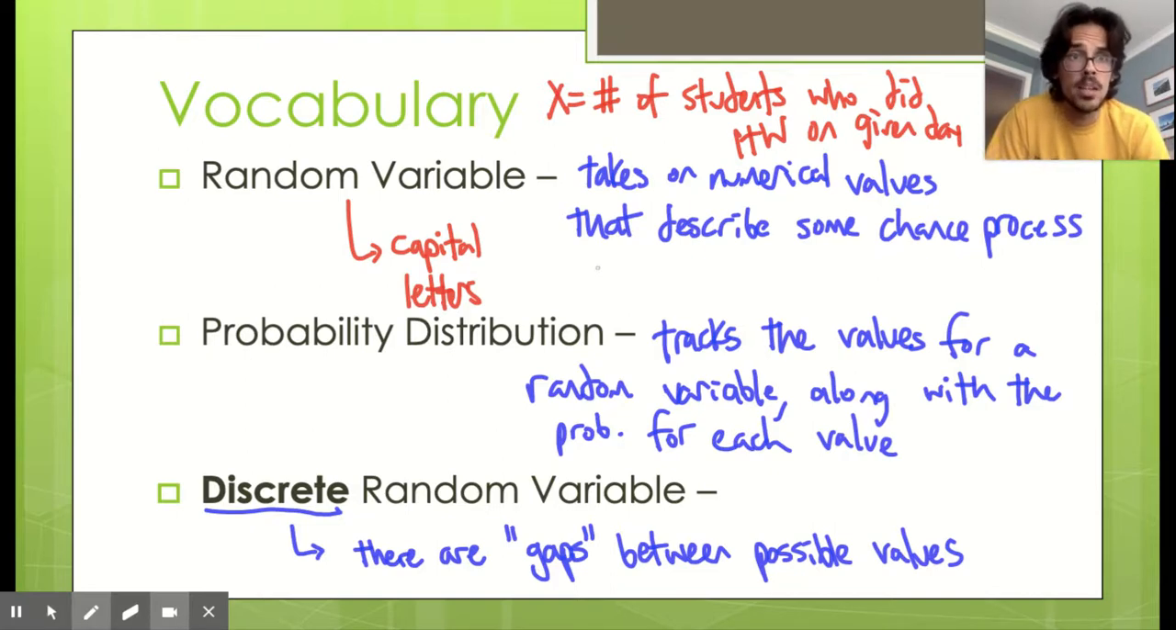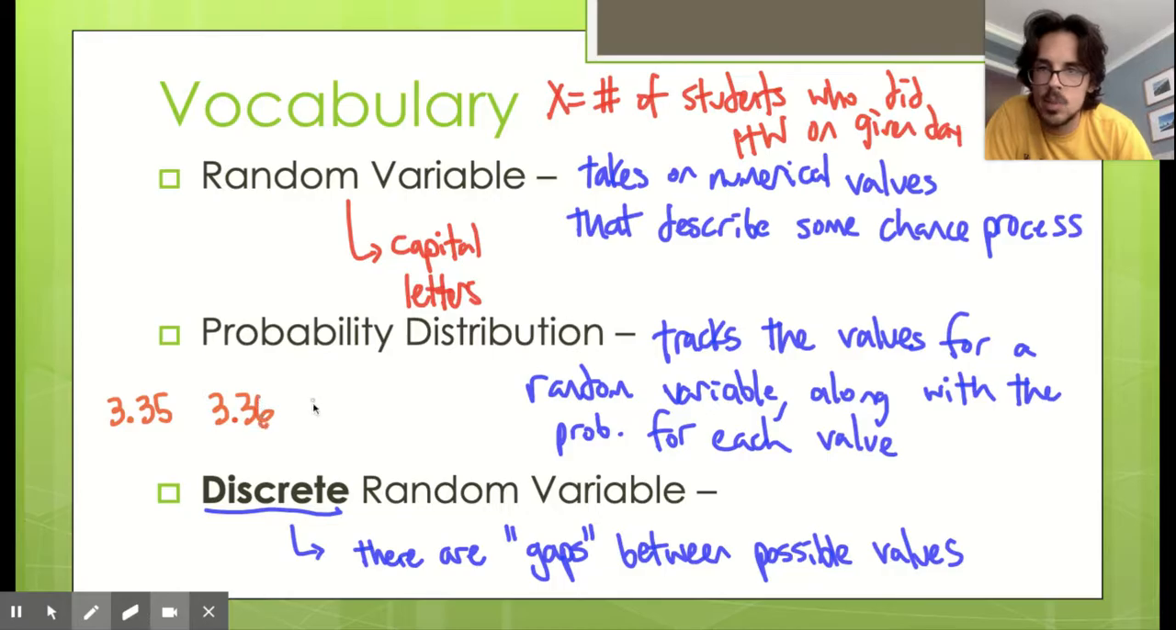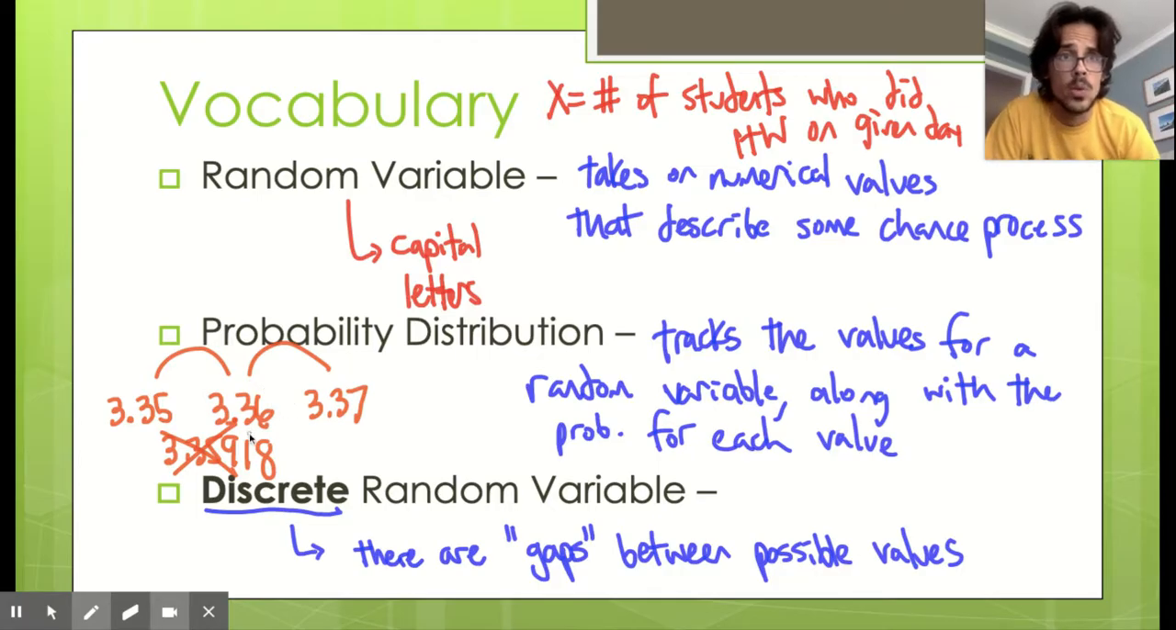People will sometimes think like, oh, okay, it's just no decimals. But that's not always true either. A good example of that would be if I were going to look at amounts of money that you guys could pay for something. It could be $3.35, or you could pay $3.36, or you could pay $3.37, but you couldn't pay $3.35918 for an item. That doesn't work out. So you still have gaps between here and here and here. This would still be considered a discrete random variable.